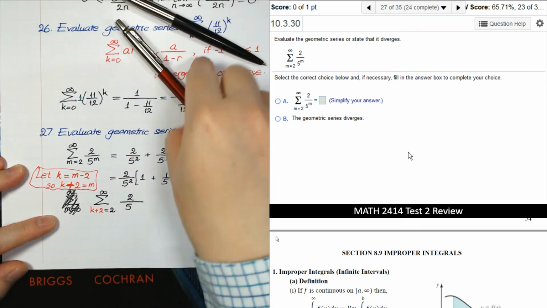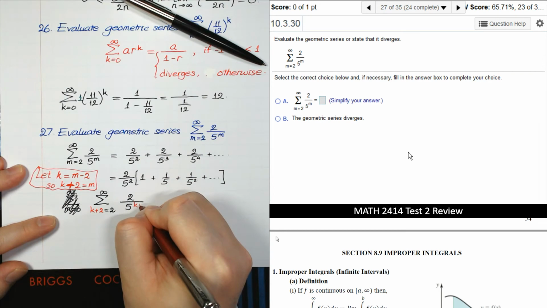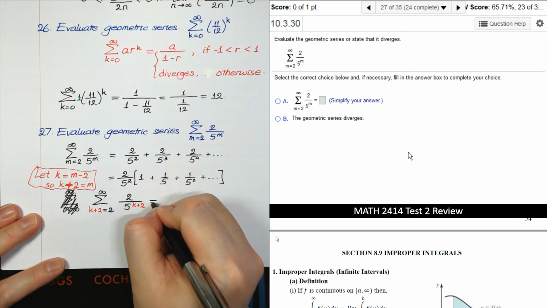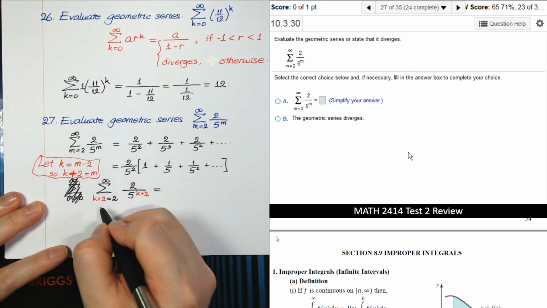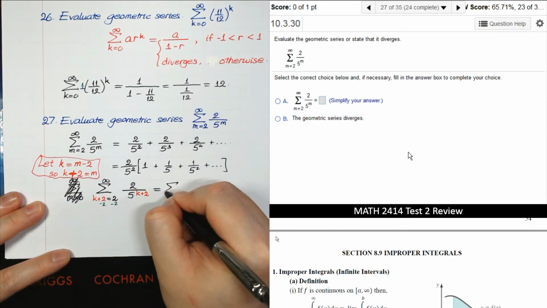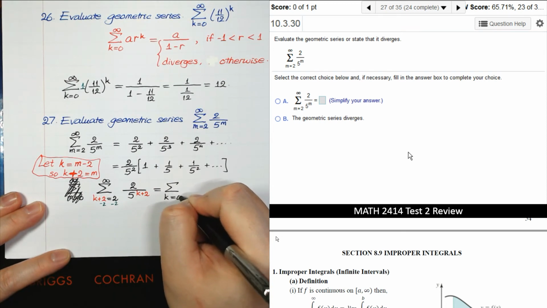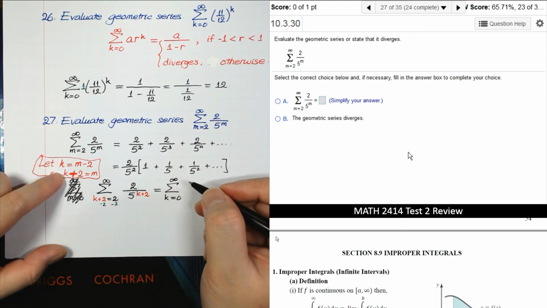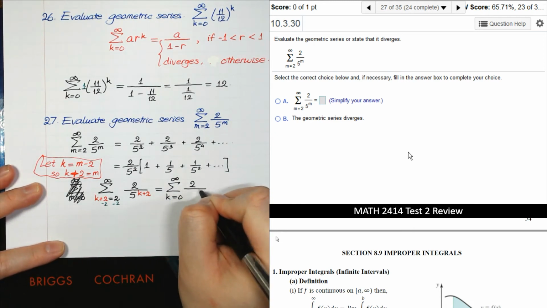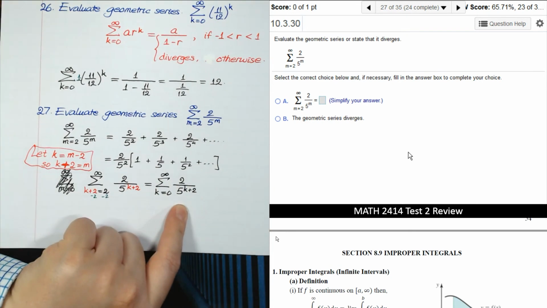M is k plus 2. Now for this, if we subtract 2 on both sides, we have k equals 0. Right, so we'll do this, we can shift the index easily. Now what do we do with this?